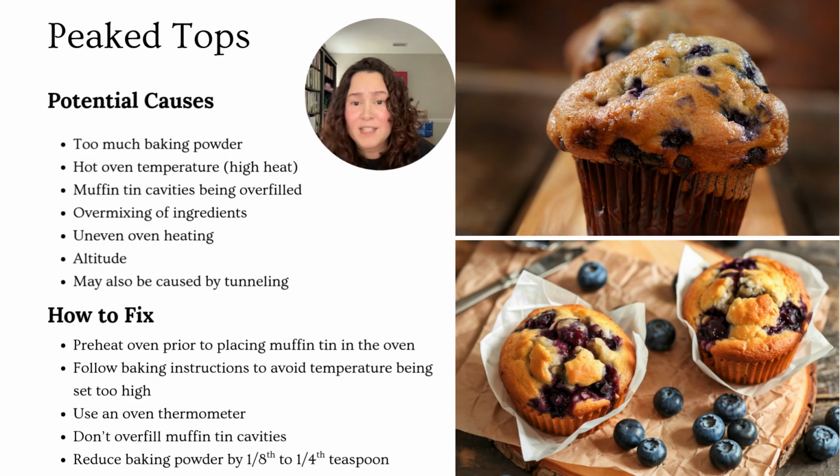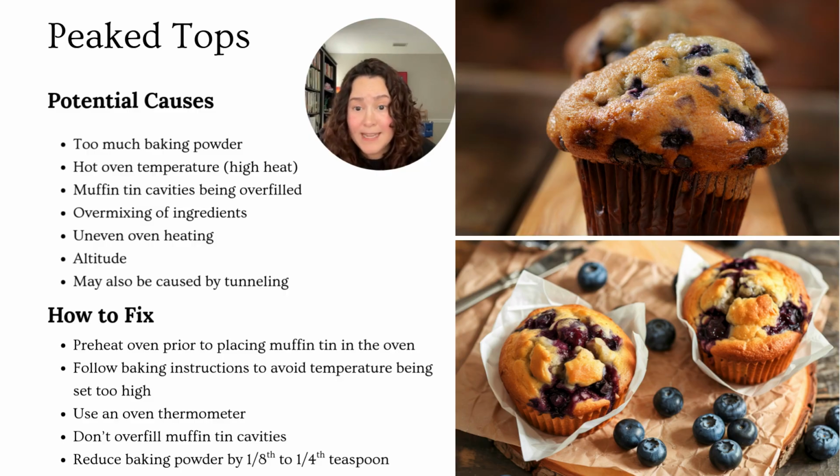But this can occur as a result of too much baking powder, too high of heat if your oven temperature is too hot, or muffin tin cavities being overfilled. Overmixing of ingredients is a big thing. Uneven oven heating and altitude also matter, because baking powder should be reduced by 1/8 to 1/4 of a teaspoon if you are at higher altitudes.